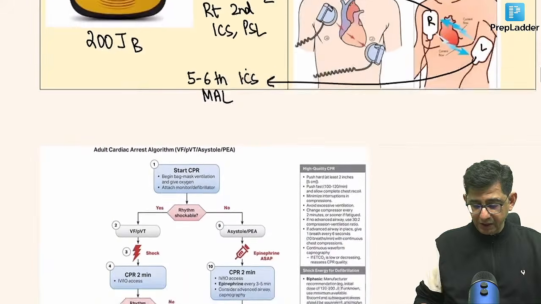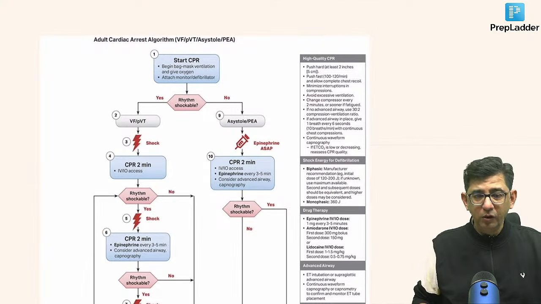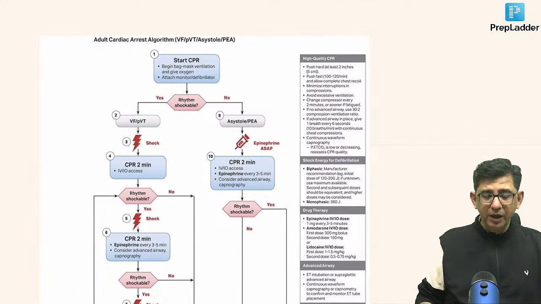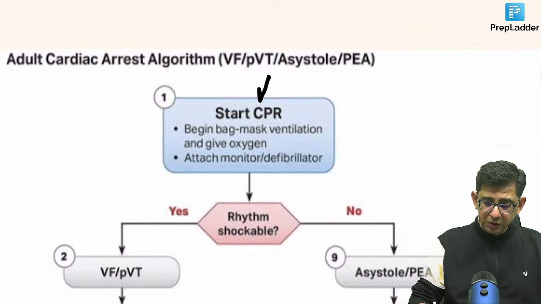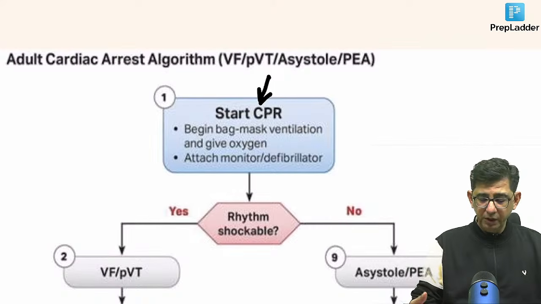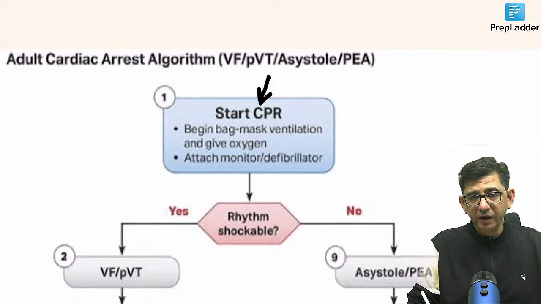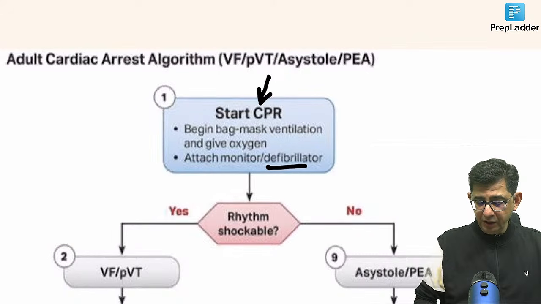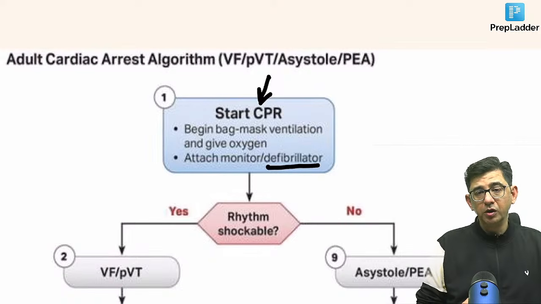Now, if it comes to basic life support in contrast to advanced cardiac life support, and he asks what is the first step in management, as I was saying in the previous question also, whether it is pulseless ventricular tachycardia or ventricular fibrillation, we have to start CPR and maintain bag and mask ventilation, and attach the defibrillator. The objective of attaching the defibrillator is to decide whether it is a shockable or a non-shockable rhythm.